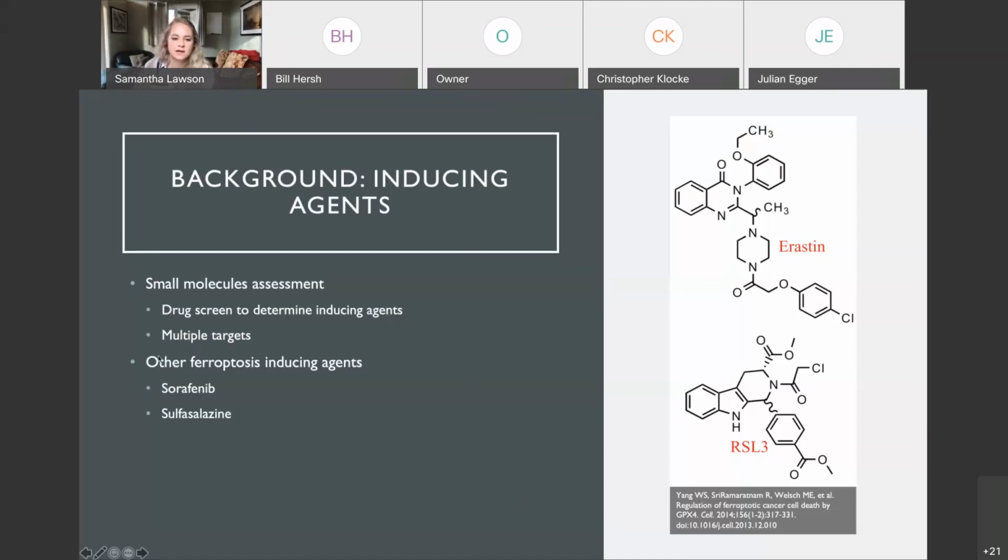So we have multiple targets, and with that, we're able to understand or kind of manipulate the mechanism at two different parts. There are other inducing agents that have been shown to be successful. However, they do also target those same areas.